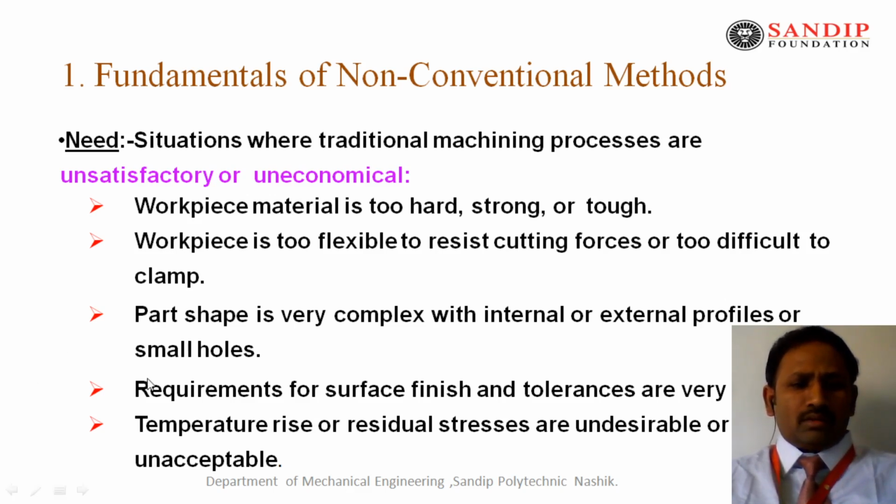Then, requirements of surface finish and tolerance are very high. As per Industry 4.0, the requirement is very different. So conventional methods are not feasible to get those parameters. For that purpose these non-conventional methods are used, so that surface finish and tolerance are very close. Now, temperature rise or residual stresses are undesirable and unacceptable, because in conventional manufacturing the cutting tool is in direct contact with the workpiece, so it exerts forces and generates heat. For that reason, the strength varies. That's why here the manufacturing is done without physical contact.